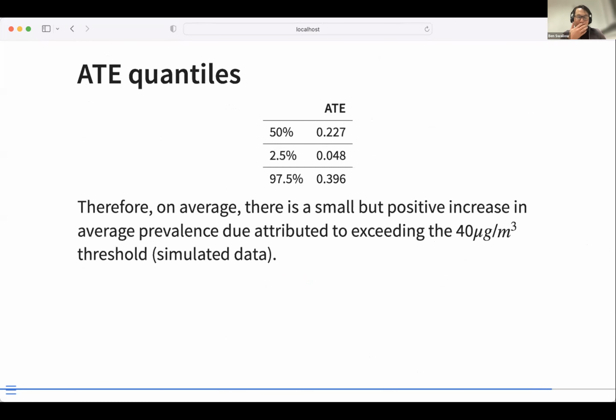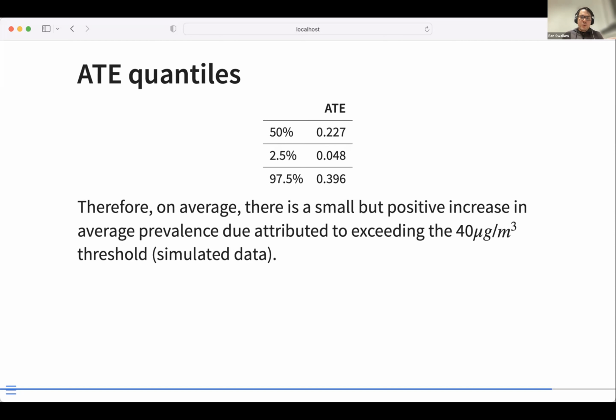I also then calculated the average treatment effect across the survey. And here we do indeed detect a significant positive effect of the treatment, suggesting that in this case, although we're dealing with simulated data, there was indeed a positive causal effect of an increase in the NO2 values on the health outcomes, which we assume would be related to the prevalence of some sort of health condition.